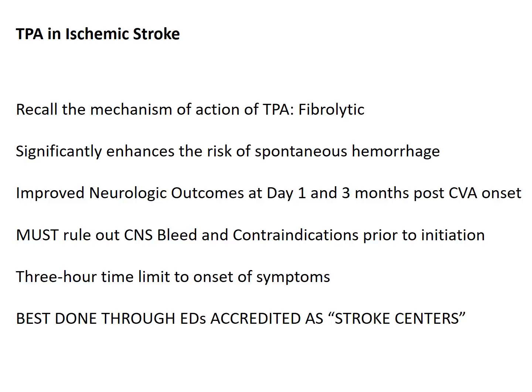TPA has been shown in a number of studies to improve neurologic outcomes at day 1 and 3 months after a stroke. You've got to rule out the CNS bleed. You've got to rule out contraindications to TPA prior to giving it. You usually have about 3 hours after the onset of symptoms for this to be positively effective, and it's best done through emergency departments and centers which are accredited as stroke centers.